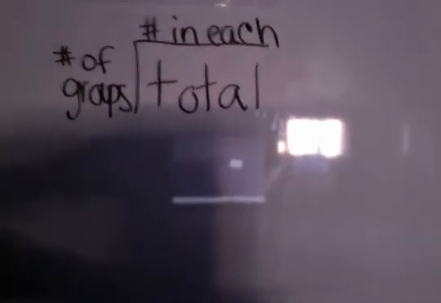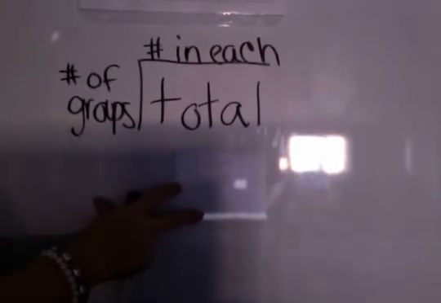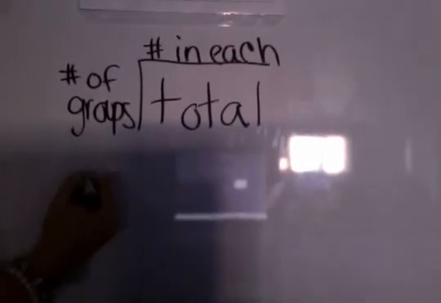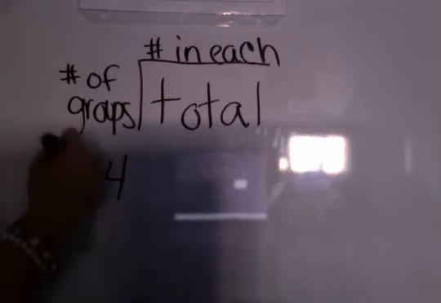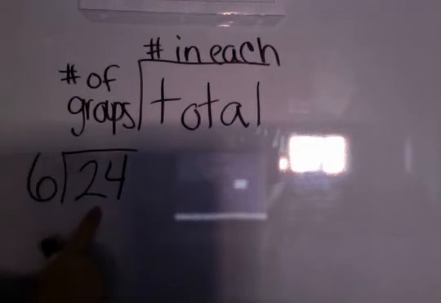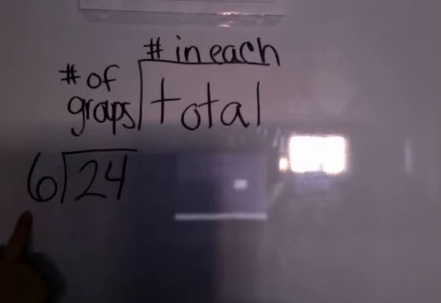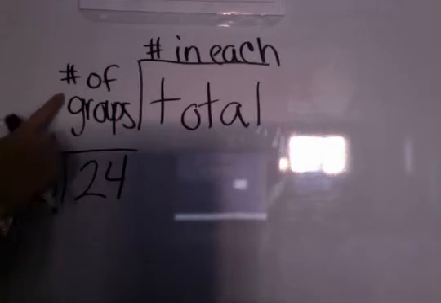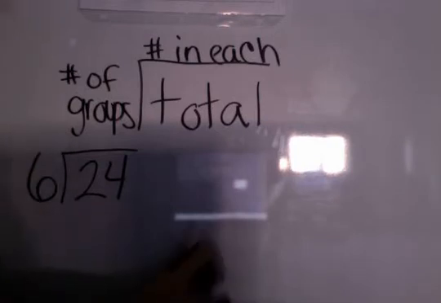So let's do an example using it this way. What my problem might say is, let's do 24 divided by 6. So we read it 24 divided by 6. Let's think about what that means. 24 objects divided into 6 equal groups. So we know our number of groups is 6. So let's draw that out.